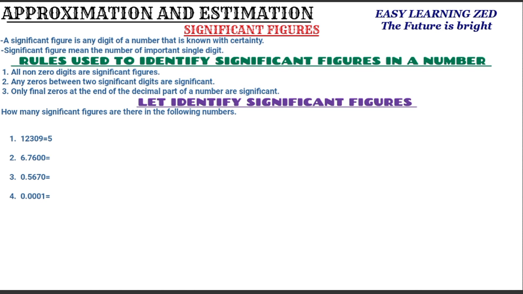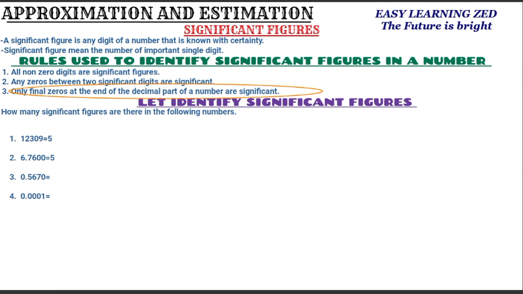Now these zeros are at the end of the decimal part. So this one, we can use the third rule there: only final zeros at the end of the decimal part of a number are significant. So this means that 6.7600 also has 5 significant figures. If you count, there are 5 digits in that number. The zeros at the end are also significant according to the third rule, so it has 5 significant figures as well.